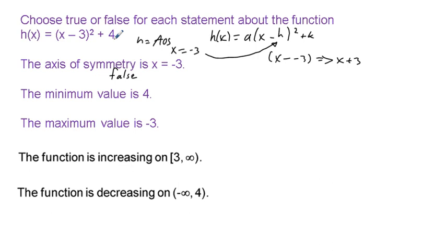The minimum value is 4. We have an upward opening parabola. So this would be our minimum value, and that is 4. And you could graph this in a calculator and see that is the case. So this second statement is going to be true. The maximum value is negative 3. Well, in a quadratic function, you can't have both a minimum and a maximum. So if there is a minimum value, there is not a maximum value, so that is going to be false.